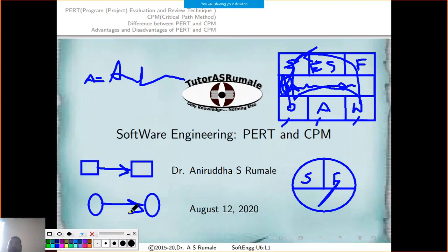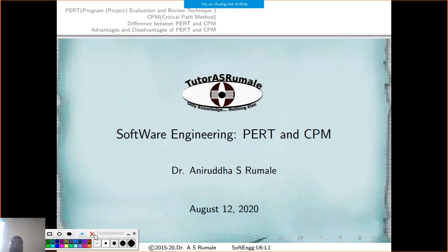So you can find an optimal or shortest path in that particular project network to finish the project within minimal time or optimal time. And that's why PERT or CPM is very important in project management.